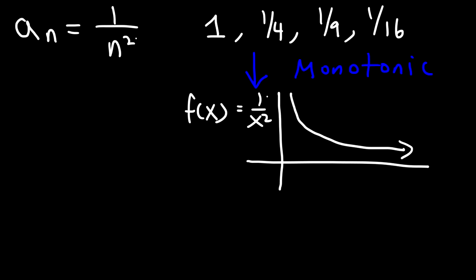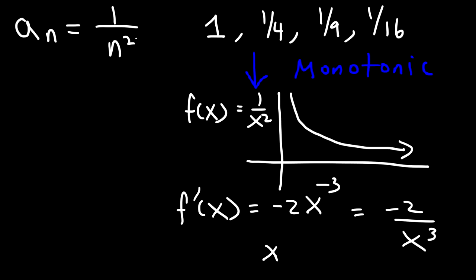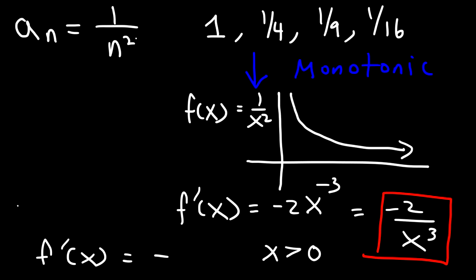Another way is to take the first derivative of this function, f prime of x. f of x, if you rewrite it, is x to the negative 2. Then, using the power rule, that's going to be negative 2x to the minus 3, which is negative 2 over x cubed. When x is greater than 0, the first derivative is always negative. Now, if f prime is negative, that means that the function f of x is decreasing. So that's another way to determine if the sequence is decreasing.